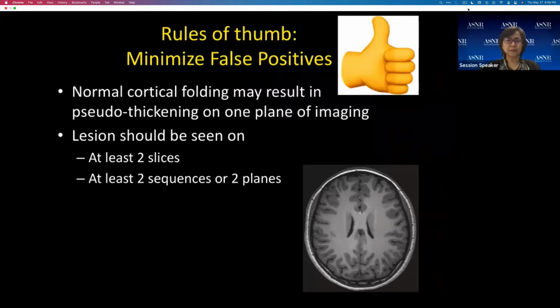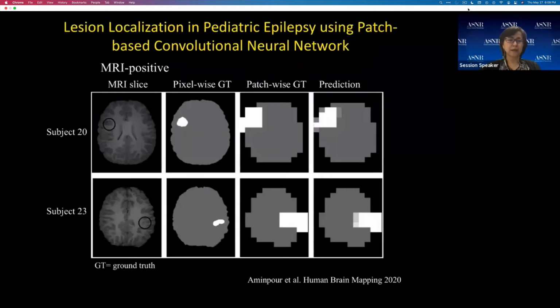It is easy to overcall a lesion because of partial volume effect. In order to minimize false positives, I would normally recommend that the lesion should be seen on at least 2 slices and on at least 2 sequences or 2 planes. So these are tips and tricks that you can use to improve detection of focal cortical dysplasia in your daily practice. We are currently working on using machine learning to improve detection of focal cortical dysplasia using convolutional neural network and, more recently, fully convolutional network.